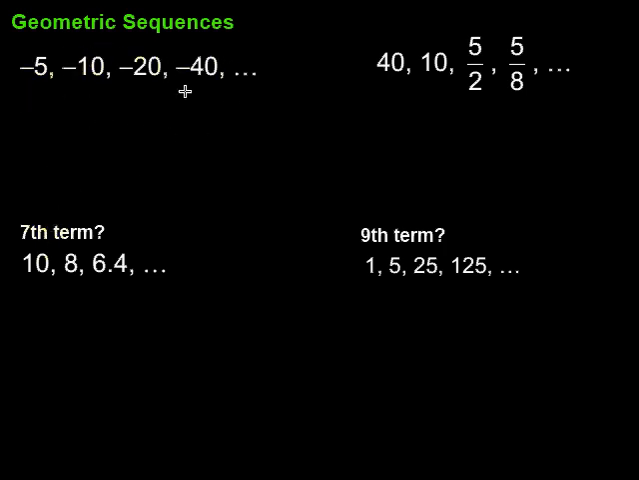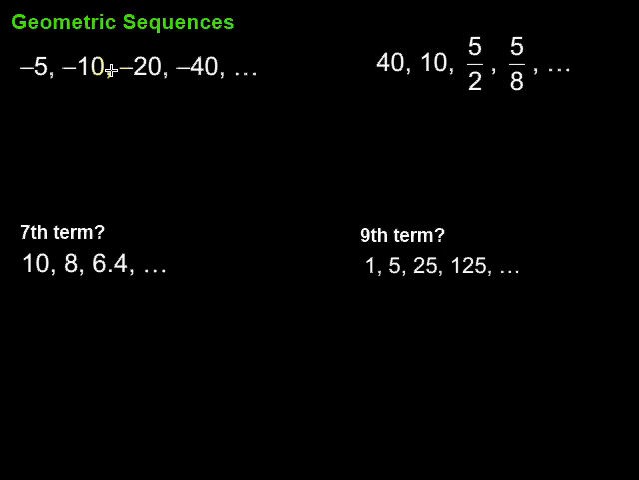So as we look at this first one, let's say that we want to find the next three terms in this particular sequence. Well, first thing we have to do is find that common ratio. So we have to know what is being multiplied by this one to get to that one. Negative 5 times what gets me negative 10? 2 will get us negative 10. Then if I look at the next one, negative 10 times 2 gets me the next term, and so on.